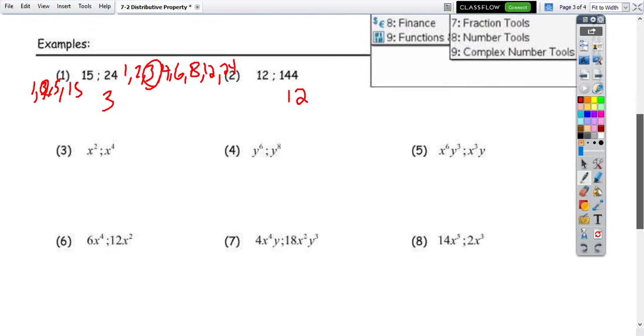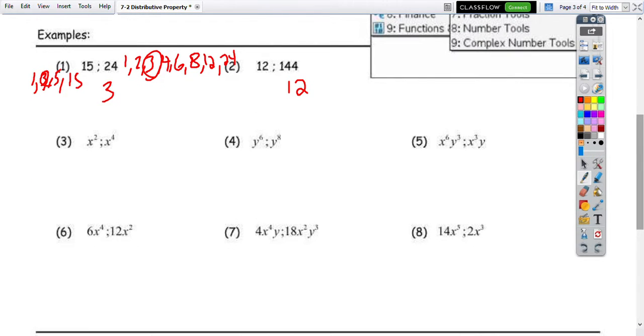Now, what happens if we have letters? So the letters, remember, there's essentially 2 x's here, and there's 4 x's here. So really, how many do they have in common? The biggest amount they have in common is just the 2. So basically, we're going to take the smallest exponent. So the GCF here is x squared. The GCF for the next one, smallest exponent here is the 6. So this means the GCF is just y to the 6th.